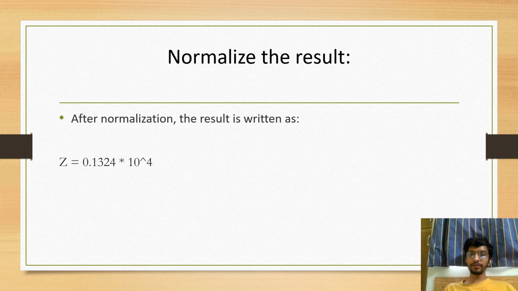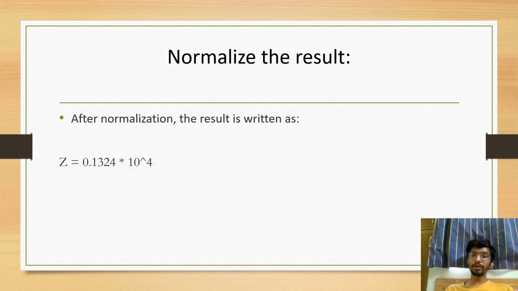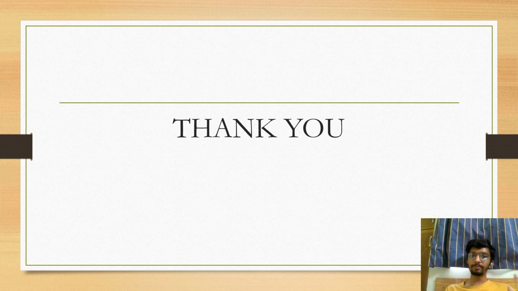Next, normalize the result. As we got 1.0324 to the power 3, we have to normalize it. We will put it into 0 point format. When we take the 0 point format, it will be 0.10324 into 10 to the power 4. So these are the four steps we discussed in the arithmetic pipeline.